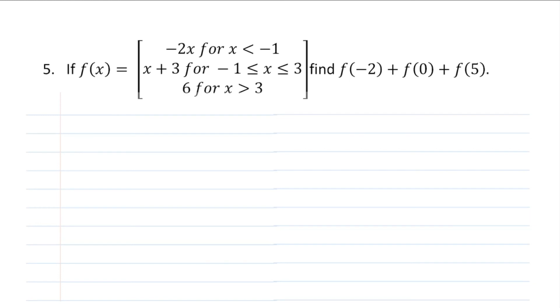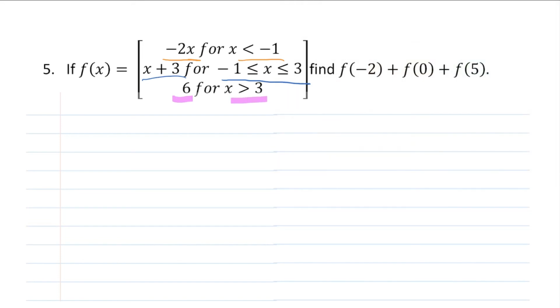Okay, again, this one is really simple. It looks a little bit daunting just looking at it, but it's actually really simple. What I've got here is f of x is equal to minus 2x for x is less than negative 1. That means whatever input I have that's less than negative 1, I'm going to be using f of x is equal to minus 2x. And f of x is equal to x plus 3 if x is between minus 1 and 3. And f of x is equal to 6 for every x value greater than 3.